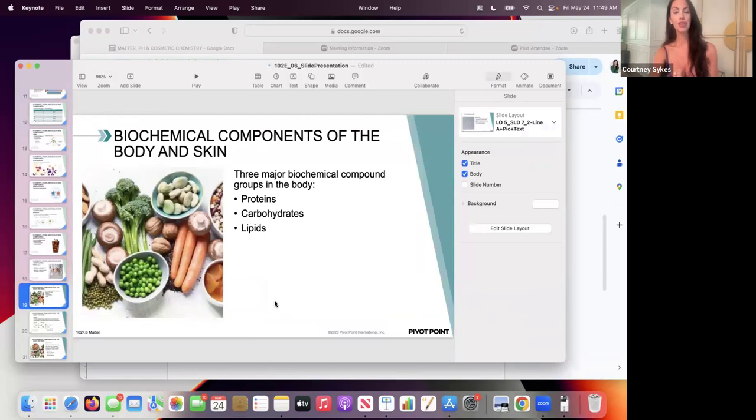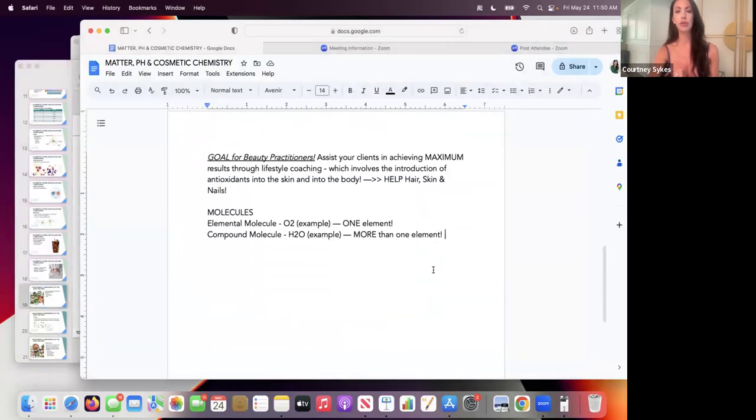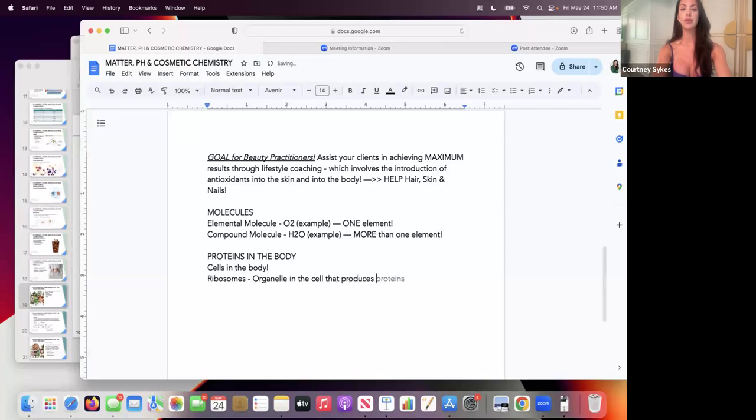Then three major biochemical compound groups are in the body: proteins, carbohydrates, and lipids. And we'll talk about proteins for just a minute. Let's talk about some proteins in the body and why this is important. So you have cells in the body, very important for you to live a long and healthy life. Cells are made up of multiple things. Ribosomes are one of those items. Ribosomes are a type of organelle in the cell that produces proteins.